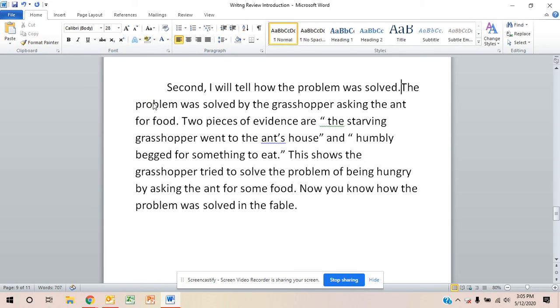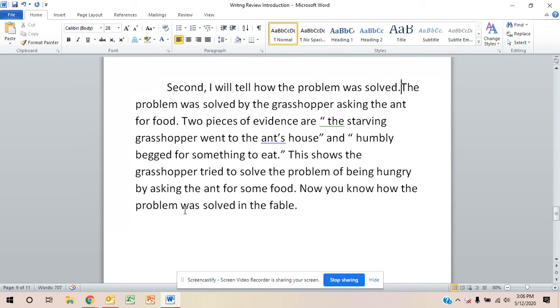I have a 5-sentence essay. Restate the question. Second, I will tell how the problem was solved. Answer it. The problem was solved by the grasshopper asking the ant for food. 2 pieces of evidence are the starving grasshopper went to the ant's house and humbly begged for something to eat. My 4th sentence is this shows the grasshopper tried to solve the problem of being hungry by asking the ant for some food. And my sum up sentence, now you know how the problem was solved in the fable.